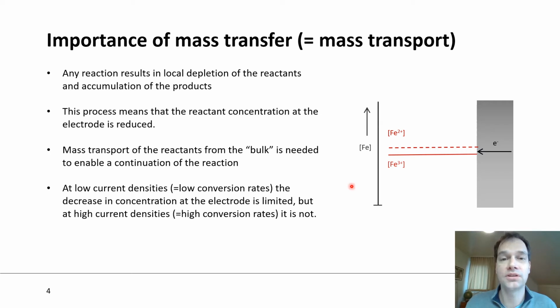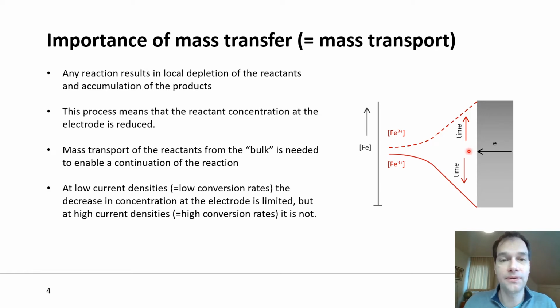But now we lower the potential. If we lower the potential, then iron 3 starts to be reduced to iron 2. And this is what happens because the iron 3 at the electrode is consumed and iron 2 is formed. So that results in concentration changes. And that's what you see here.